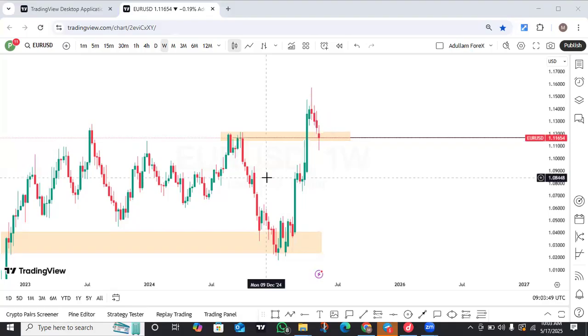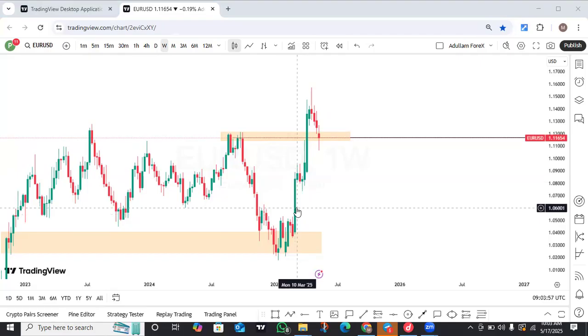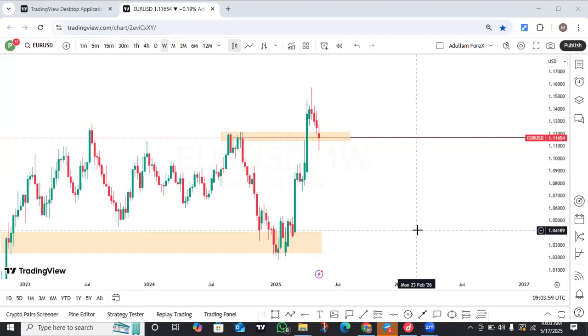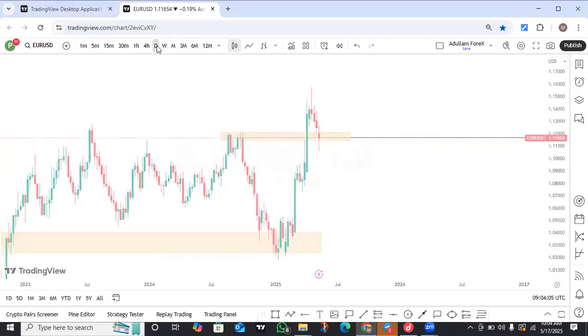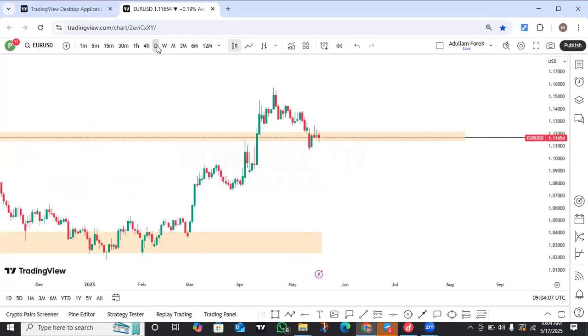But then we don't buy from the weekly. You have to go to the 4 hour, 1 hour, 30 minute time frame to wait for a setup to happen in line with the direction of the market. The setup has to be in line with the higher time frame direction. So we go to the daily time frame.